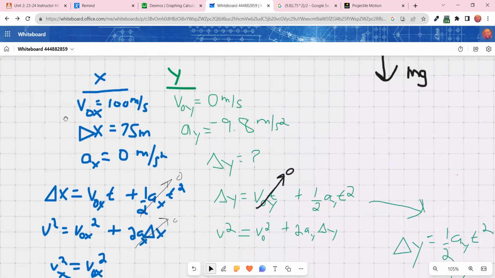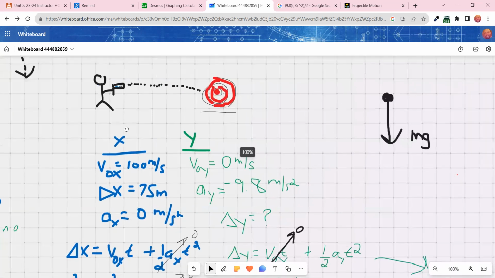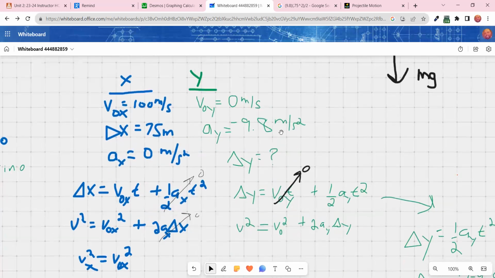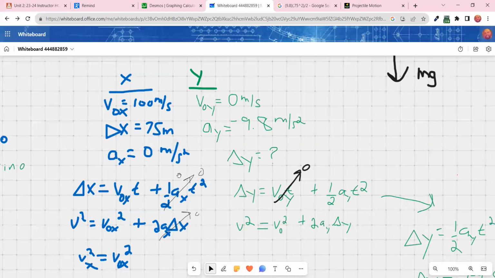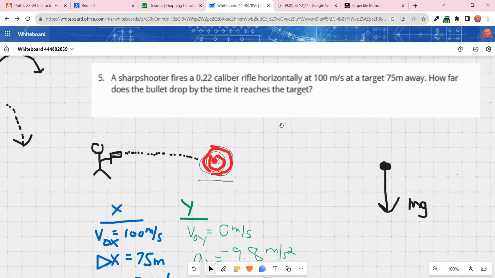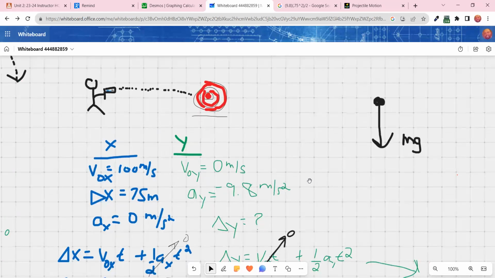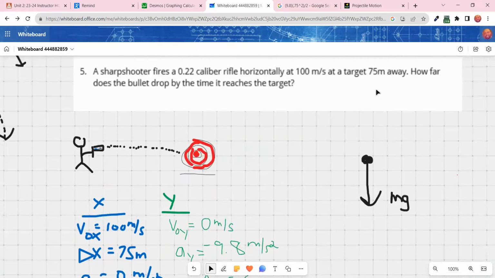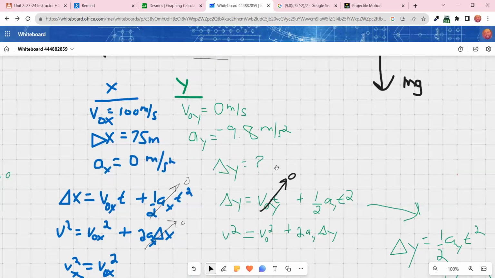You always always draw a picture first. After you draw a picture, draw a free-body diagram. After you draw a free-body diagram, write down everything you know. This is everything that we knew. It asks us to figure out the delta y. You had to read the problem carefully to figure out what it's asking us to find. It's asking us to find the delta y. How far does the bullet drop? That's a delta y.